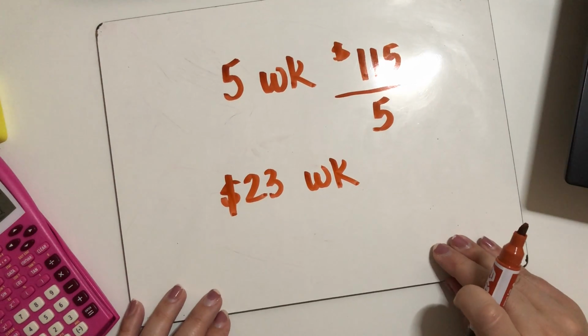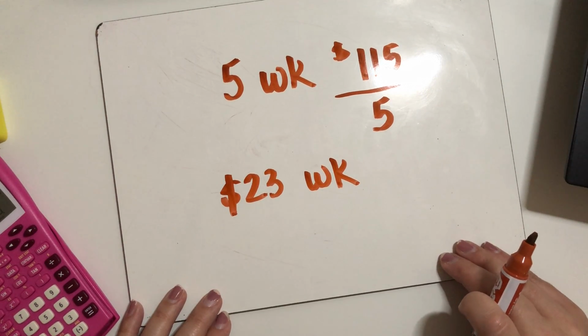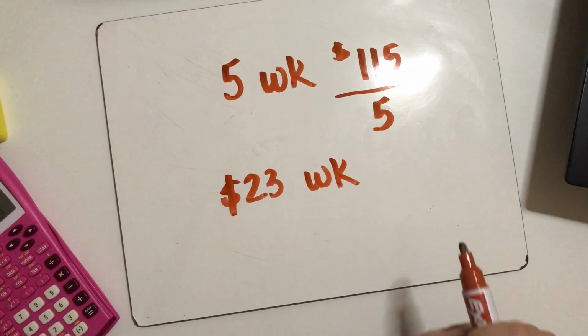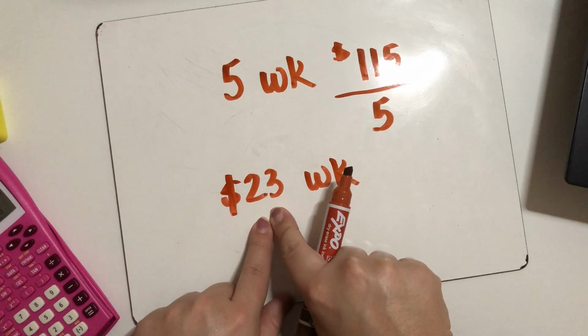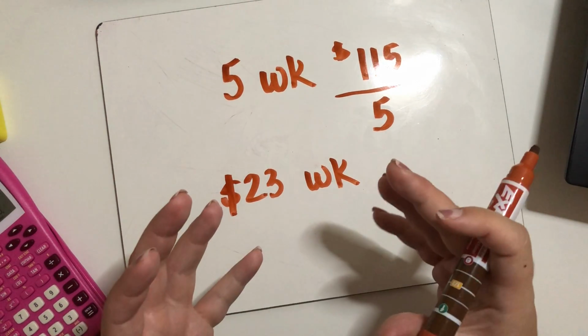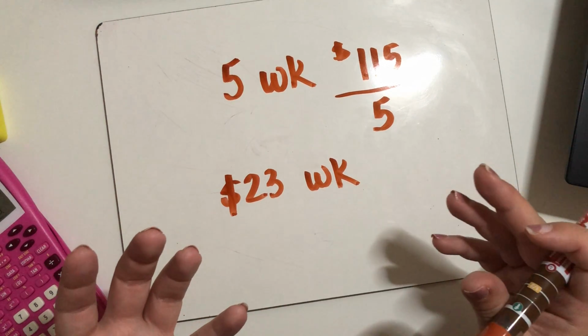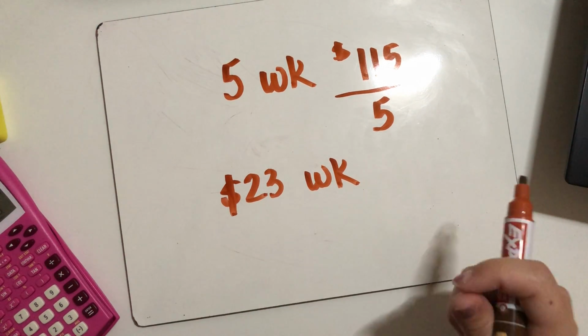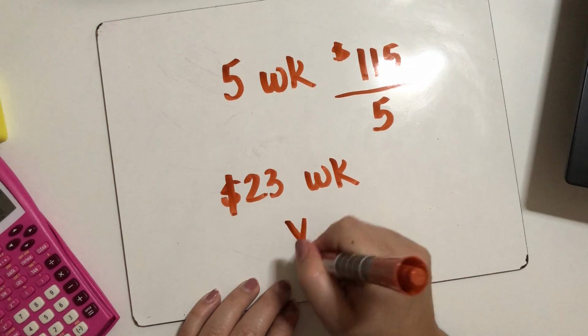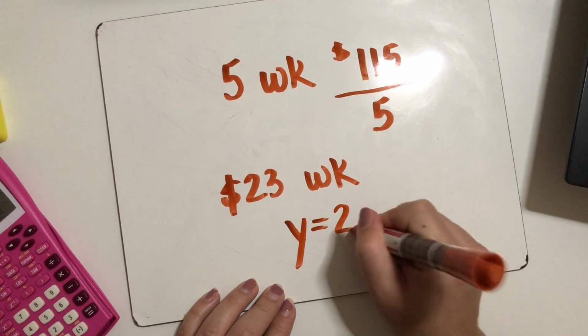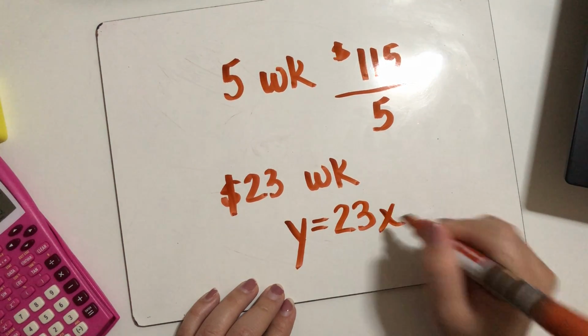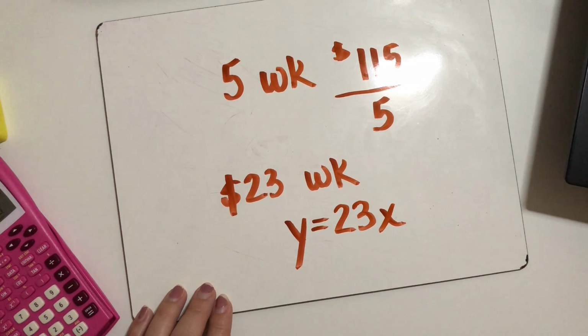But if we remember correctly, they want to know what the equation would be that would represent this situation. So if 23 is my unit rate or my constant of proportionality, it's going to take the spot of that k value, which means that my equation would be written as y equals 23 times x, okay?